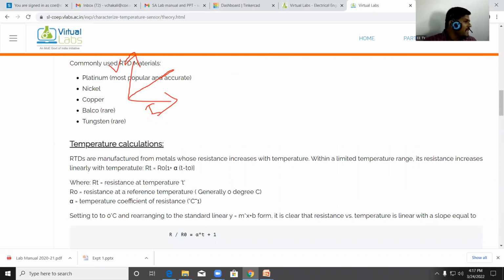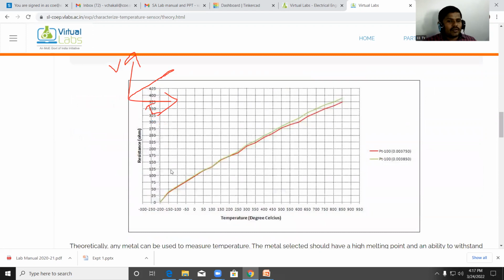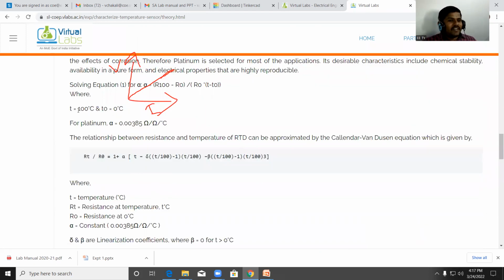Then temperature calculation. So I am telling the equation: RT equals R0 times (1 plus alpha 0 T). RT is the resistance at temperature T. R0 is the resistance at the reference temperature, or it may be room temperature if we are considering normal temperature, or it may be zero temperature. And alpha is the temperature coefficient, right? So this is the graph again for this.